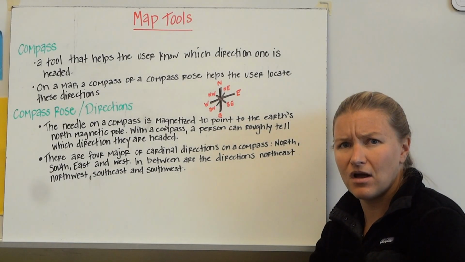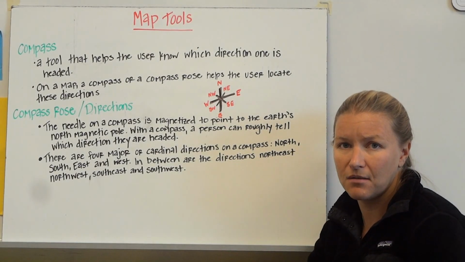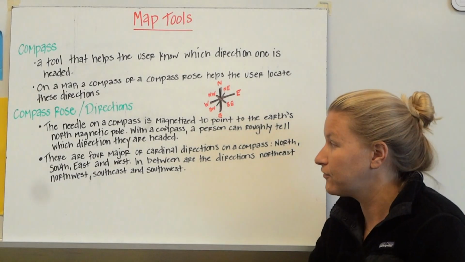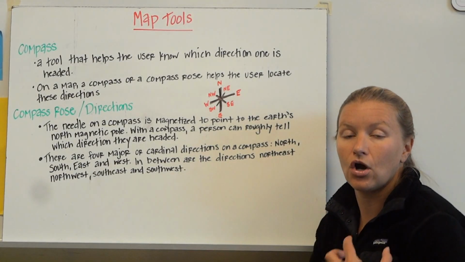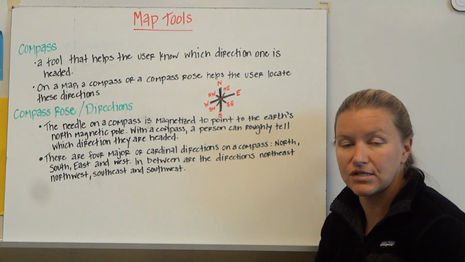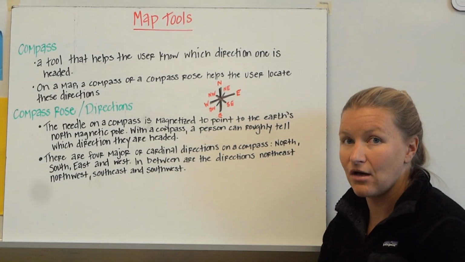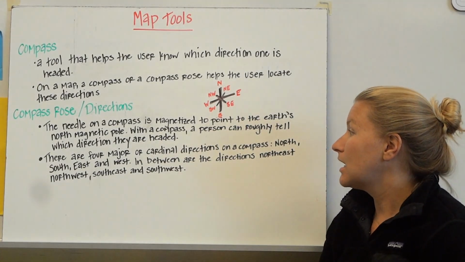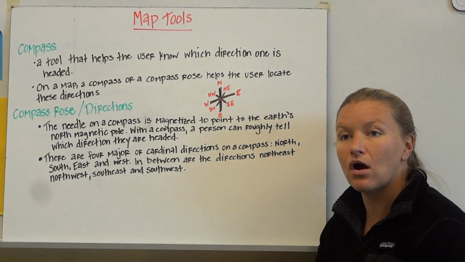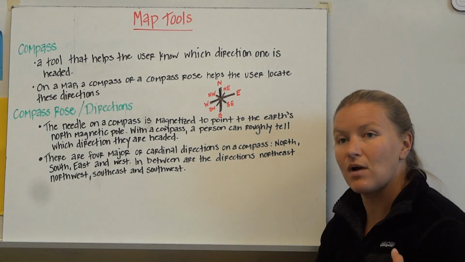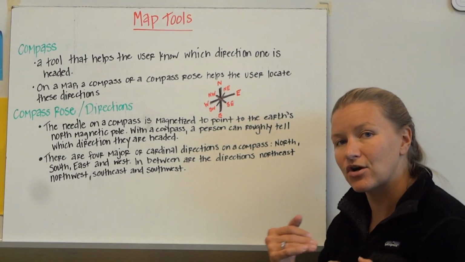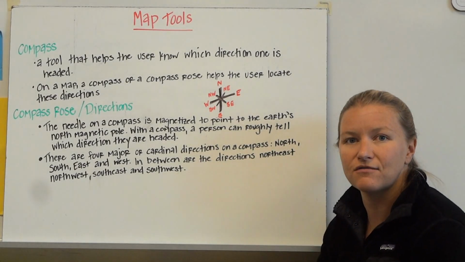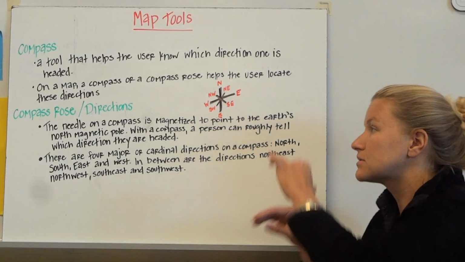A lot of people have compasses on their cars or computerized compasses, so you've probably seen that before. There are 4 cardinal directions, and cardinal directions are those major directions, and that is north, south, east, and west. In between are northeast, northwest, southeast, southwest, and that can help you get a better idea of your location instead of just using those cardinal directions.